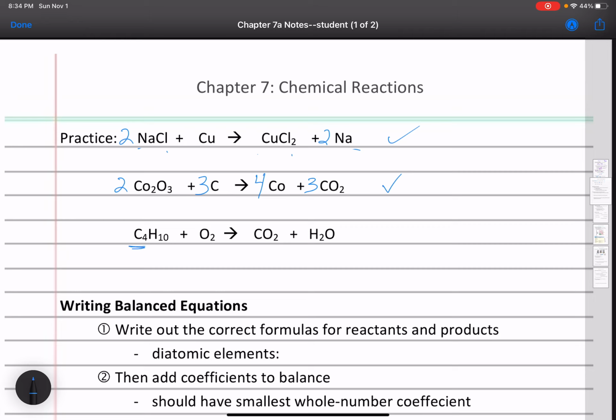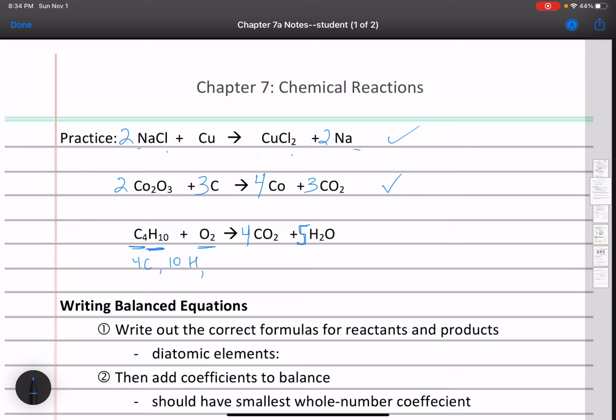C4H10, so I'll start with carbon. I've got 4 over here, only 1 over here, so if I put a 4 in front, now my carbons are balanced. Next, let's do hydrogen. I've got 10 on the reactant side and 2 on the product side, so if I put a 5 here, 5 times 2 is 10. So now I have 4 carbons and 10 hydrogens on both sides.